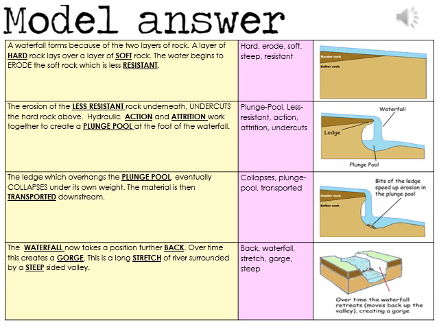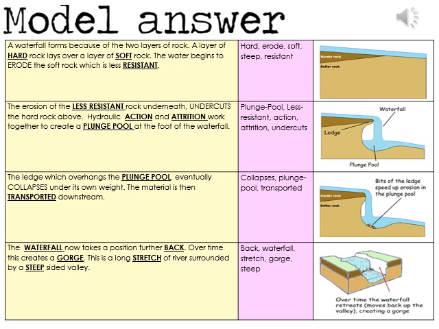I'll now go through the model answers. Can you please go through and just check that you've got them right for me, make any changes if you haven't. So, the first bit. A waterfall forms because of the two layers of rock. A layer of hard rock lays over a layer of soft rock. The water begins to erode the soft rock, which is less resistant.